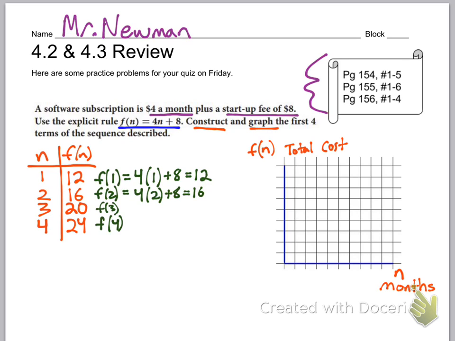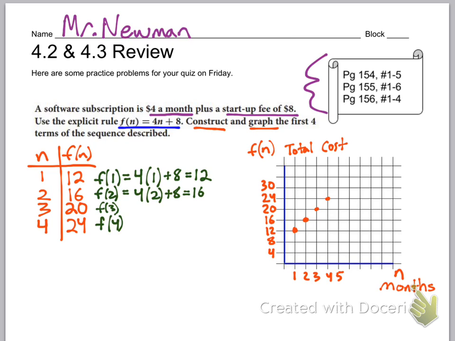And when you do this, we need to scale on the y-axis by more than just ones because we won't get all the way up to 24. I like skipping by 4s because that's going to include all the numbers in the y part of the table there. So I'm going to go 4, 8, 12, 16, all the way up. And you notice it includes all of those, which is great. On the x, we can just go by 1s because it's 1, 2, 3, and 4. And now I'm going to plot the points. So (1, 12), (2, 16), (3, 20), and (4, 24).